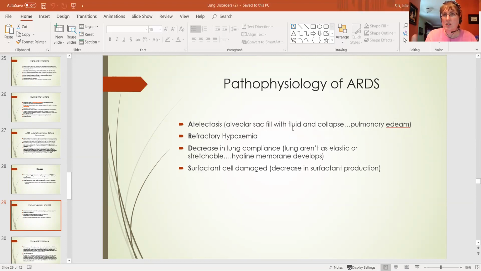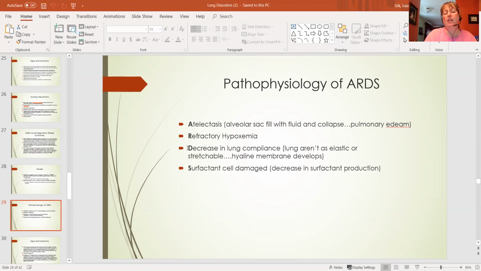So normally when someone is hypoxic and you put them on oxygen, sure, their oxygen sat comes up and it gets better. But refractory hypoxemia means that no matter what you do, you can have them on 100% oxygen, it's not helping. So that's what was happening with my mother-in-law.